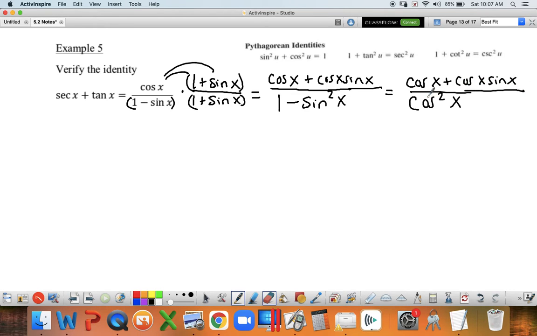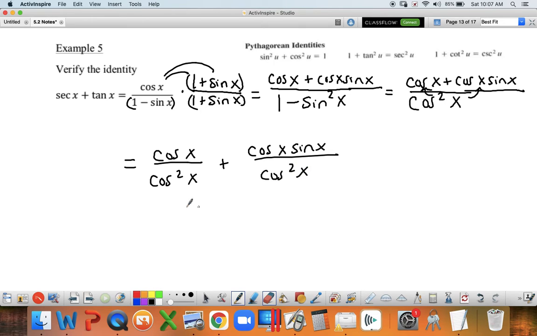And I got this whole mess up here in my numerator. So I'm going to bust up my numerator and write it as 2 separate fractions. So the cosine of x over the cosine squared x plus cosine x sine x over cosine squared x. Now remember, cosine squared x, that's just cosine x times cosine x. It's basically like x squared, right? X squared is equal to x times x. So I can break this down as cosine x times cosine x.